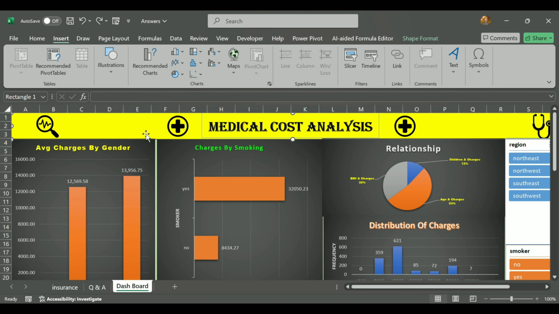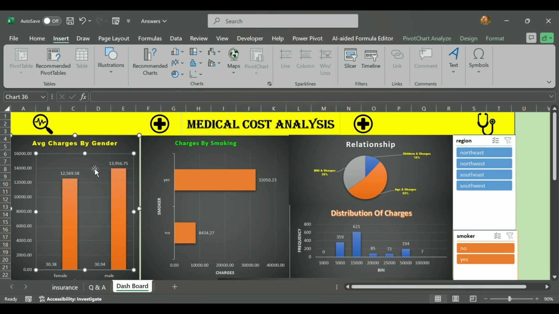As you see, I inserted a text box from here and changed the format, like the background color as yellow and the text "Medical Cost Analysis" in black, and these symbols represent medical cost data. So I added these shapes by going to Insert, then Illustrations, Shapes. In Icons you can search for that.